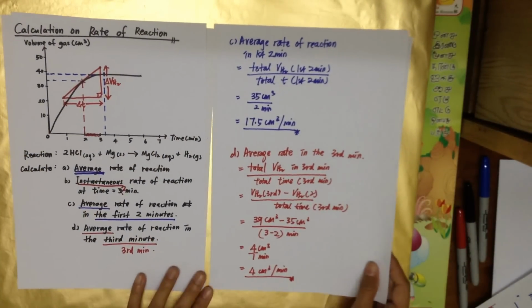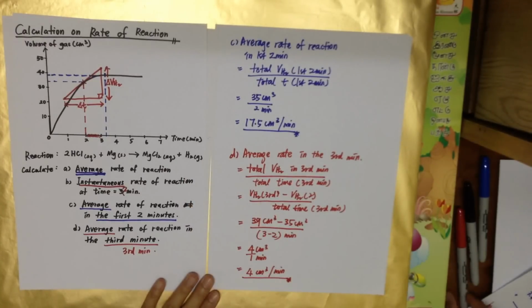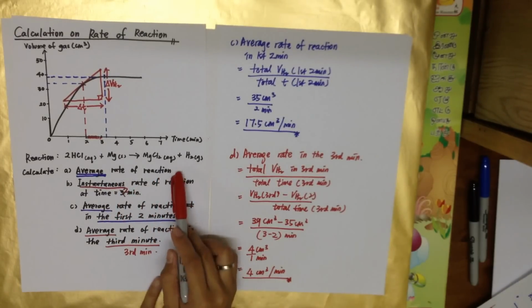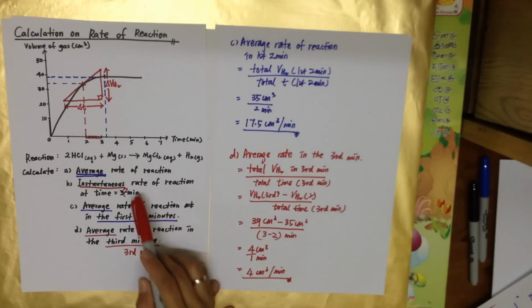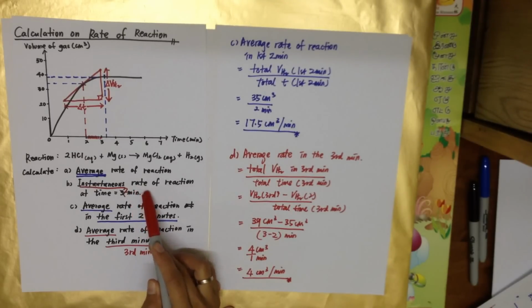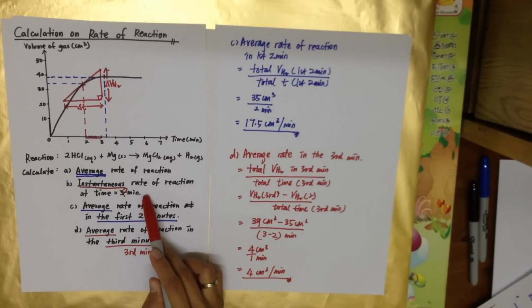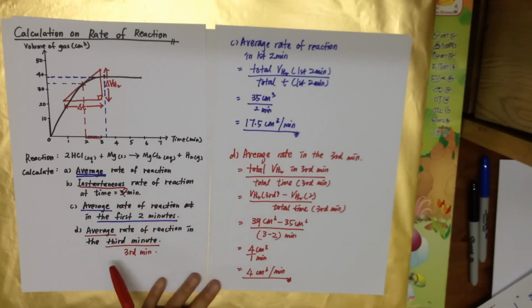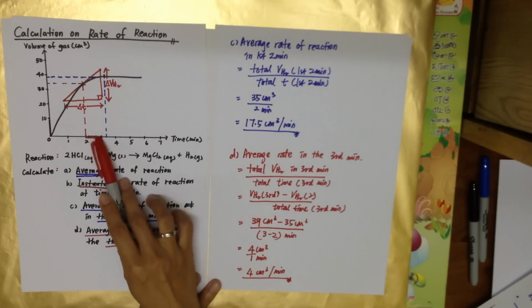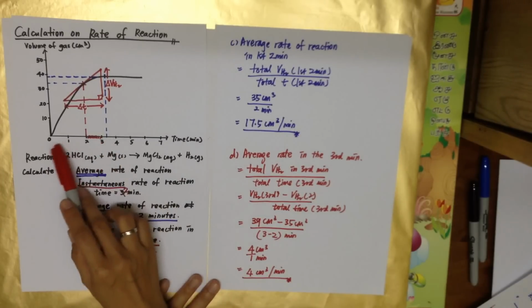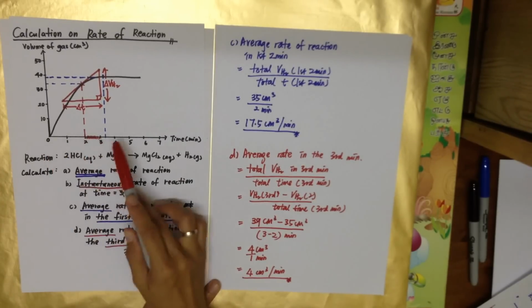So with that, we have covered different calculations involved in this chapter. In particular, the average rate of reaction, and the second one will be the instantaneous rate of reaction. Usually when we see this word, that means it is at one particular time, for example, at time equals 2 minutes. And also different types of average rate of reaction. Average rate of reaction in the first 2 minutes means we do not need to know about the rest of the minutes. And the average rate of reaction in the third minute means we do not need to know about the minutes before it and also the minutes after.